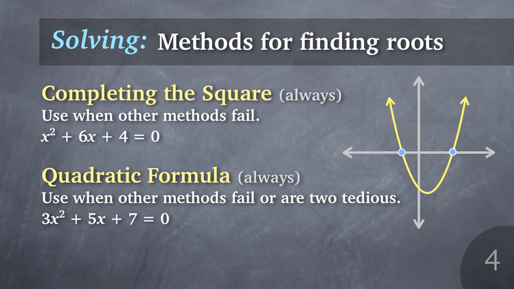This one we use when other methods fail or are too tedious. That means they're really not fun to do. If we look at these two, completing the square works really well when our b, in this case 6, in x squared plus 6x plus 4, is an even number; that tends to be relatively easy to do. When it's not, it's a little harder, so we might want to go with the quadratic formula. All right, so those are our 5 methods for finding roots.